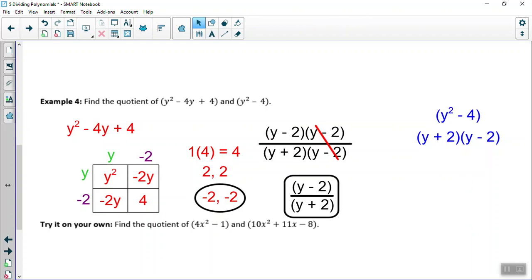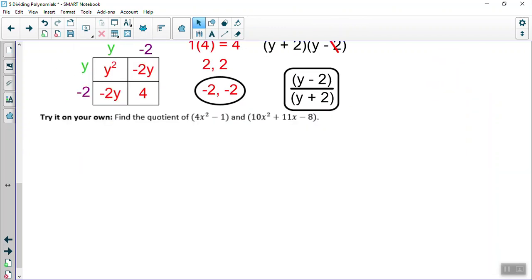Okay, so it's a lot of just more practice with your factoring, and then can you cancel things out that are the same? So before class, please make sure you've done your try and your owns, and then when we come back in, we'll have more practice with our factoring and then being able to cancel them out. I will see you next class.